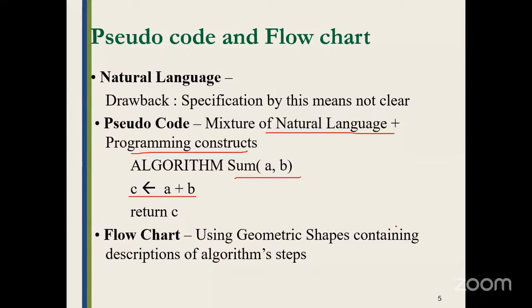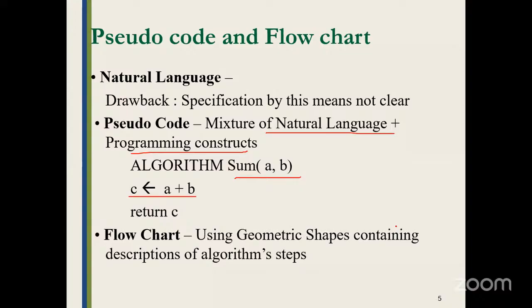Based on that, the concept of flowchart was developed. This is the graphical representation of the algorithm or pseudocode. By seeing that flowchart, you can easily understand what's happening in the program. What are the steps we need to follow? That is about flowchart, using geometric shapes containing descriptions of algorithm steps. For each and every step, we use some geometric shapes. For different tasks, we use different shapes.